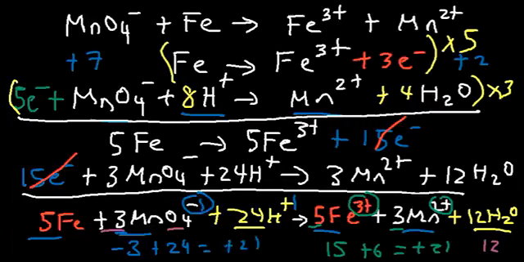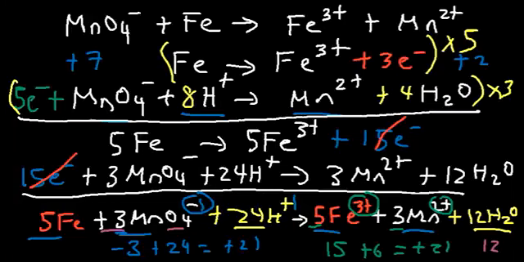So that's how you can balance redox reactions under acidic conditions. Balance the atoms first by adding hydrogen or water, and then balance the charges by adding electrons, then add the two equations whenever the electrons are equal, and then you're done.